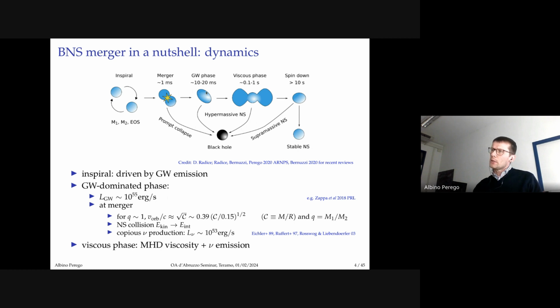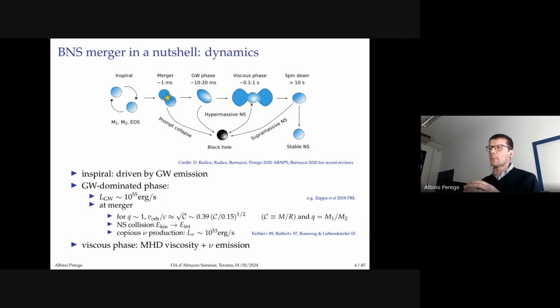So as I said, during this collision, a fraction of the kinetic energy gets converted into internal energy, and so the system becomes hot. This is very peculiar because a neutron star can typically be described as a totally degenerate system with zero temperature, while the temperatures that are reached a few milliseconds after the merger are of the order of 10 or 50 or even 100 MeV. And so the system starts to produce copious amounts of neutrinos, because this is the kind of radiation that escapes first.